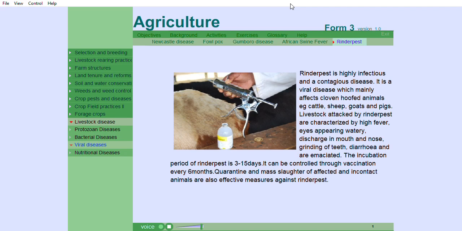It can be controlled through vaccination every 6 months. Quarantine and mass slaughter of affected and in-contact animals are also effective measures against rinderpest.